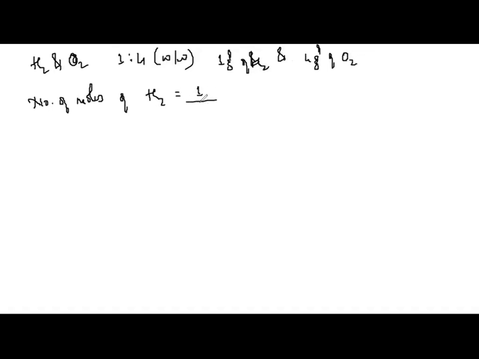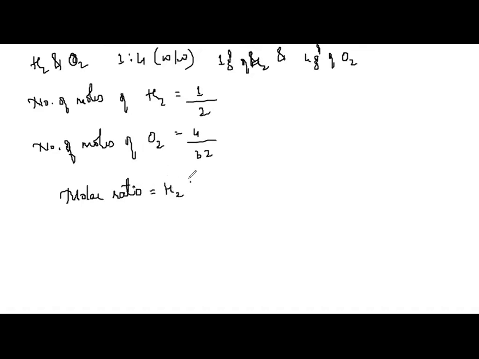So number of moles is mass upon molar mass. For H2 this is 1/2. The number of moles of O2 is 4 divided by 32, since O2 is 32. So what will be the molar ratio? H2:O2 is 1/2:4/32. When you solve it out, it comes to 4:1. Yes, this is the molar ratio.